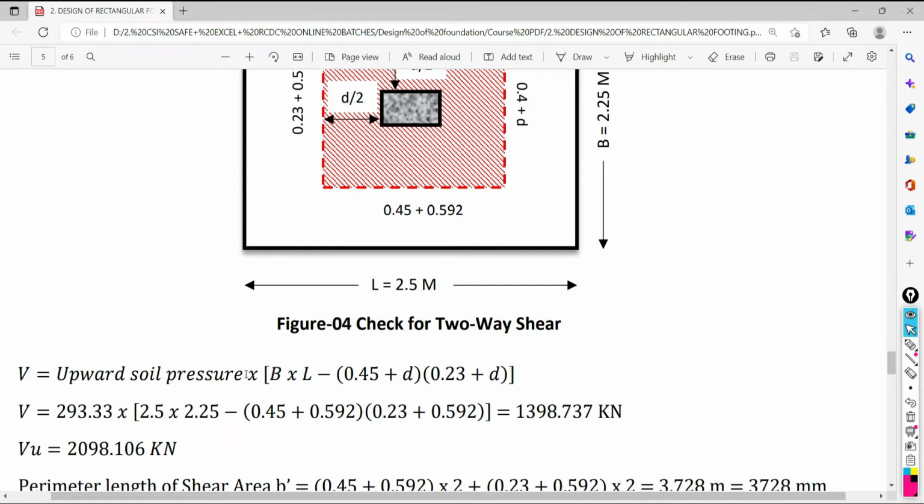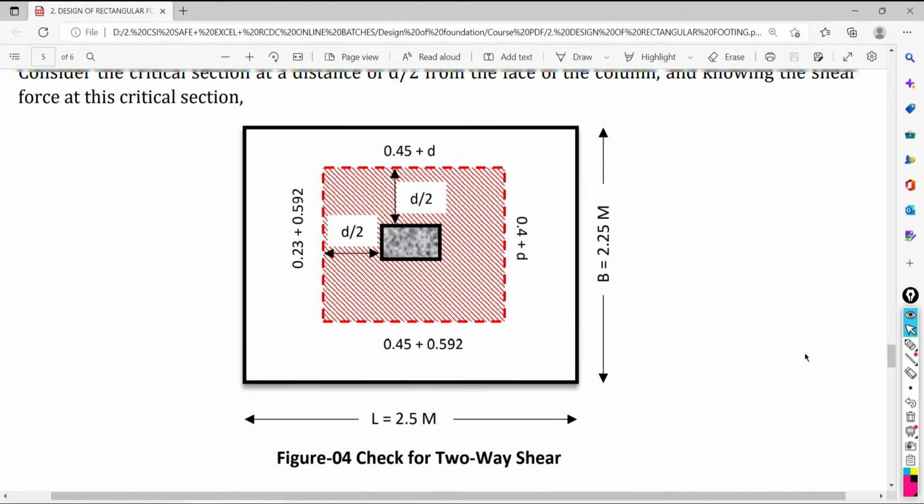So here the upward soil pressure we know is 293.33. You have to multiply it with the total area. Here the total area is 2.5 multiplied by 2.25, minus, along the length, how much is it going to become? Very simple. This is d by 2 and on this side also there will be d by 2.